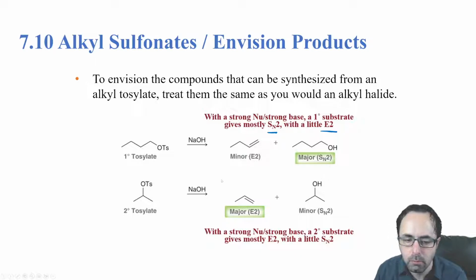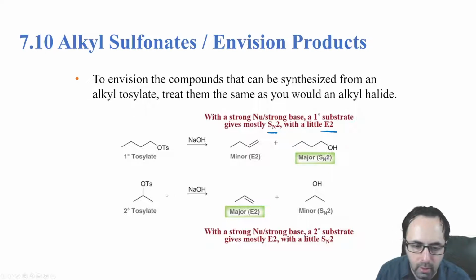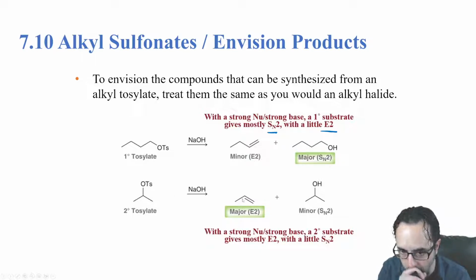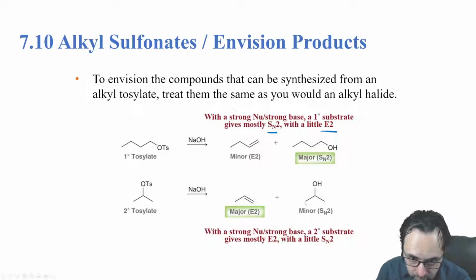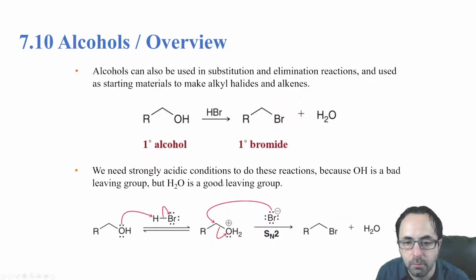However, if we have a secondary tosylate, that secondary substrate reduces the speed of the SN2 reaction. And so the elimination will become more competitive, and the minor product will be due to the substitution. But having that tosylate on there makes for a great leaving group, and so both of these substitution and elimination reactions can occur a bit easier because of that.